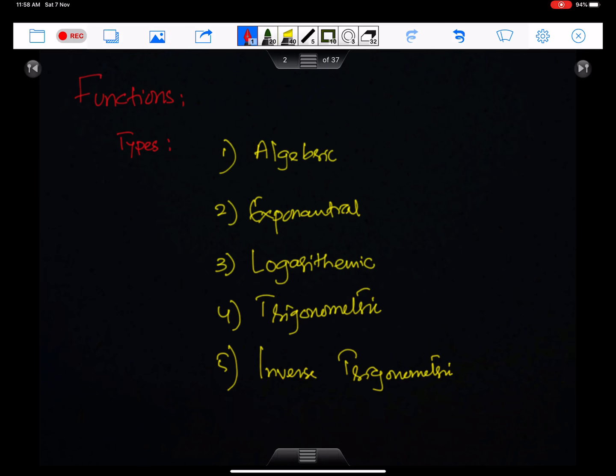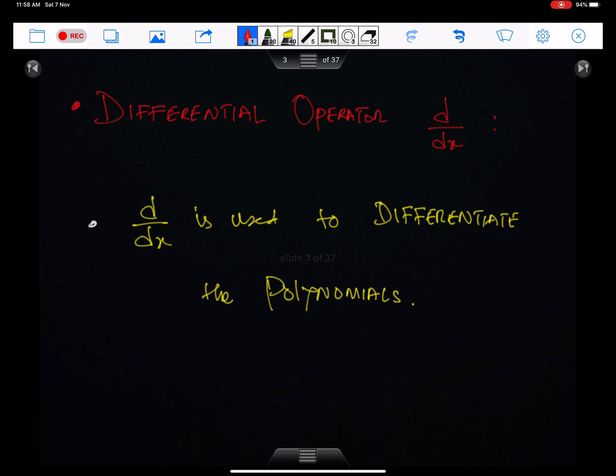Functions. There are 5 types of functions in our syllabus: algebraic, exponential, logarithmic, trigonometric, and inverse trigonometric. So these are the 5 functions in our syllabus. Differential operator: d upon dx. This is known as the differential operator, and we use this operator to differentiate the polynomials.